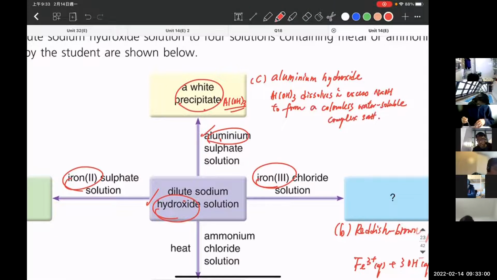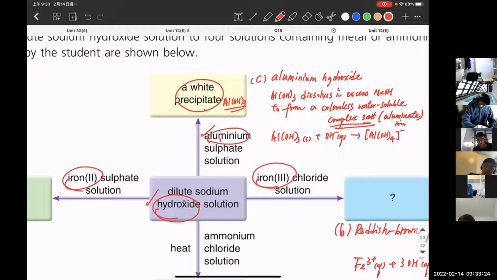Okay, so what is the complex salt? Aluminate ion. So the equation is Al(OH)3 solid plus hydroxide to form Al(OH)4 minus aq. Now remember to check the physical state. Because it is a complex salt, water soluble, you mark it aq.